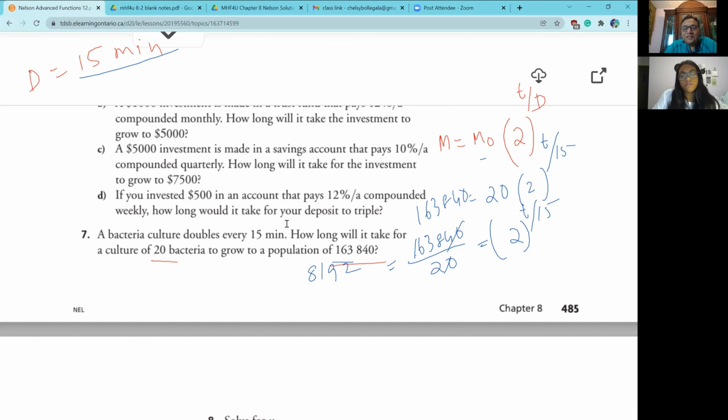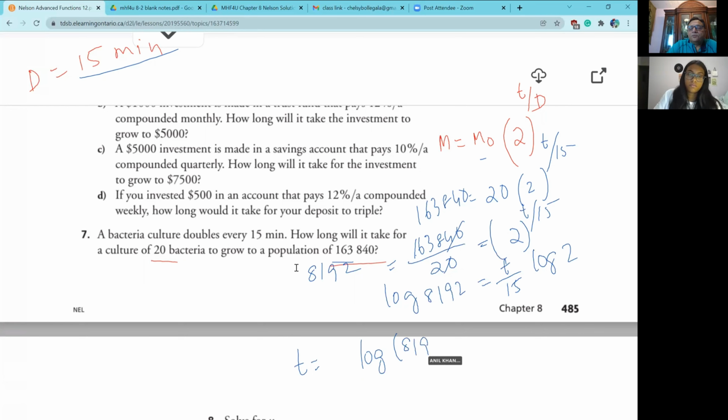Now take log on both sides. So we get log of 8192 equals t over 15 times log of 2. So t equals log of 8192 divided by log of 2, times 15. That is your answer. Done. So the whole exercise is over.